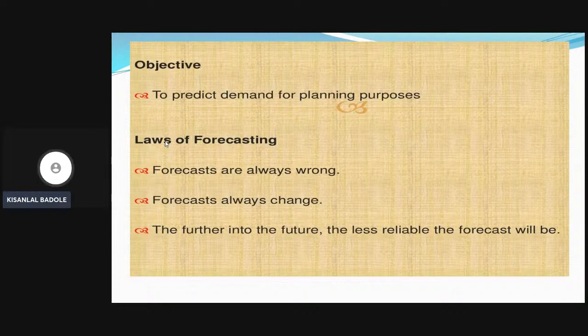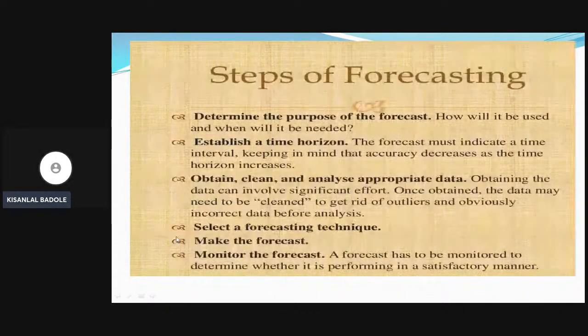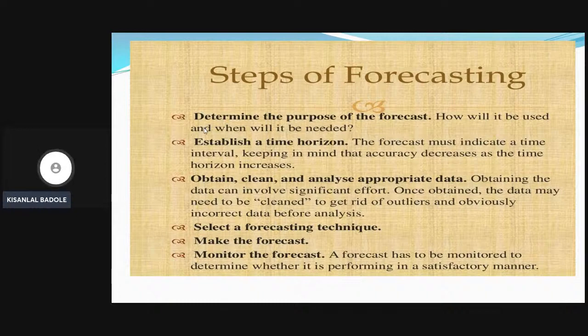Next, the laws of forecasting: forecasts are always wrong, and forecasts always change. Steps of forecasting: first, determine the purpose of the forecast, how it will be used and when it will be needed. Then establish the time horizon. The forecast must indicate a time interval, keeping in mind that accuracy decreases as the time horizon increases. This parameter must be kept in mind while establishing the time horizon.